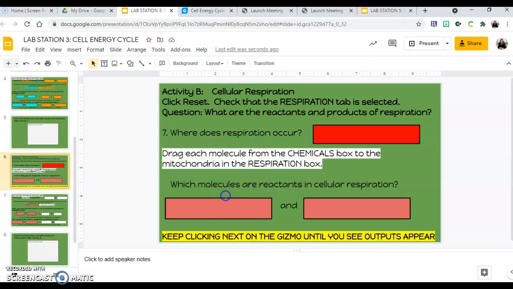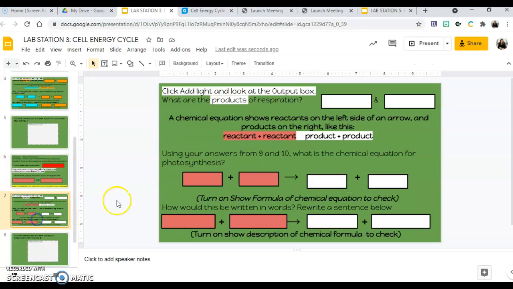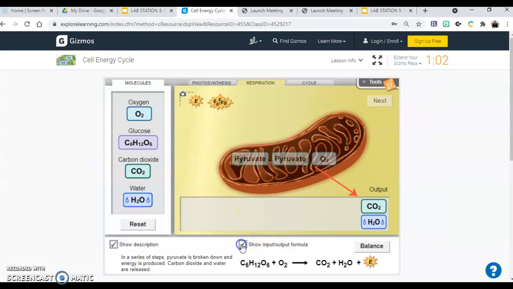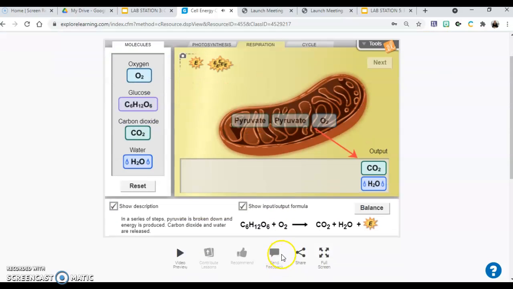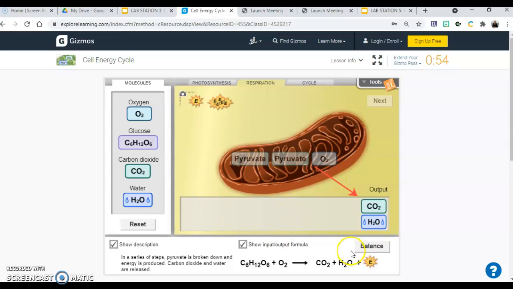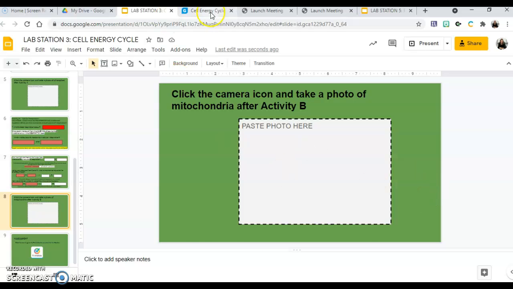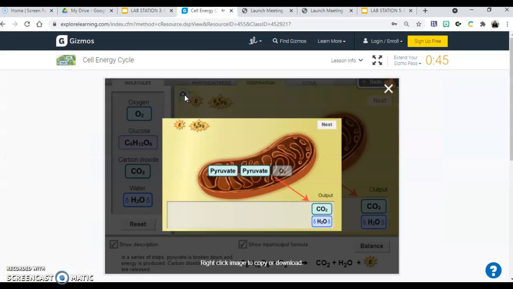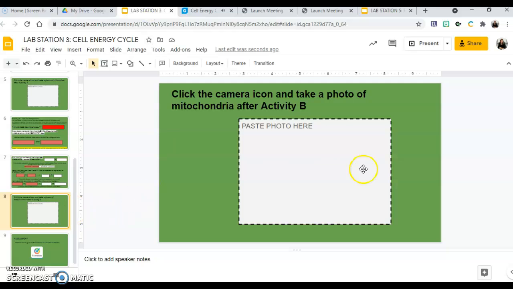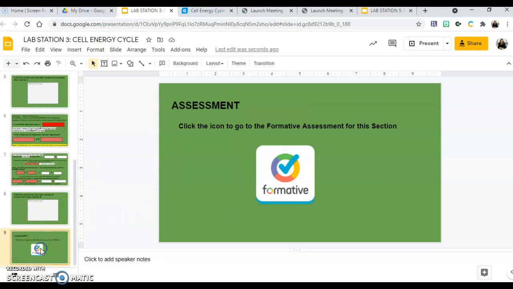And you're going to do the same thing. What were the inputs? What were the outputs? Write your chemical formula. Right, show input-output formula. Right, show description. And same thing. Okay, you're going to just copy that down into your slides. Again, take a picture of after the mitochondria. Good job. Copy and paste that, and then do your formative.